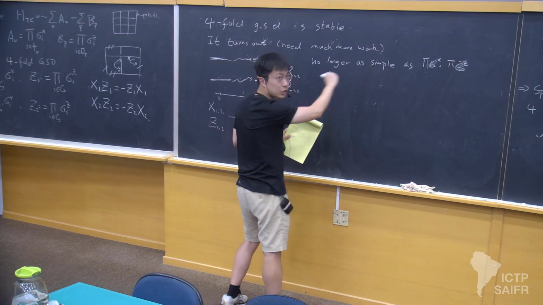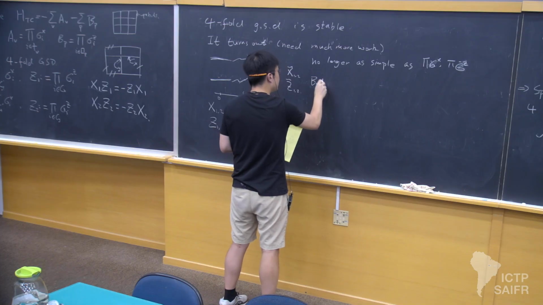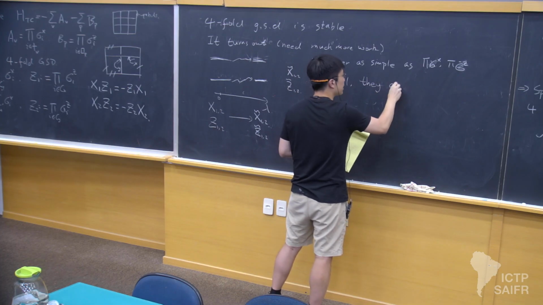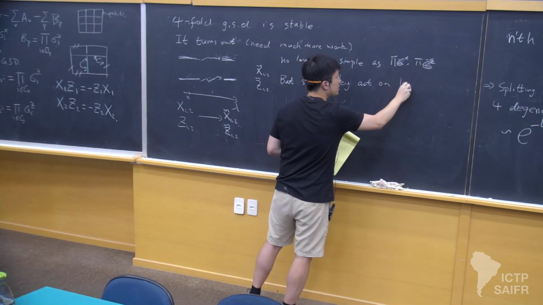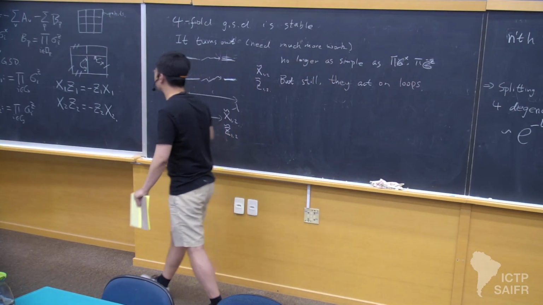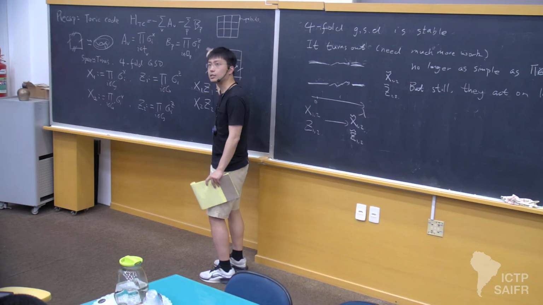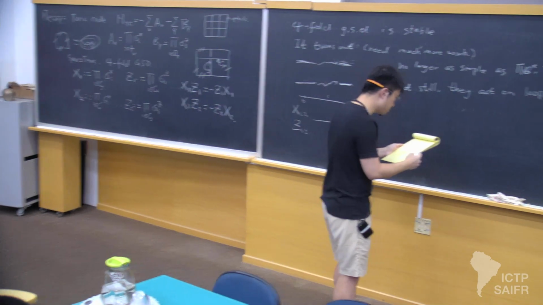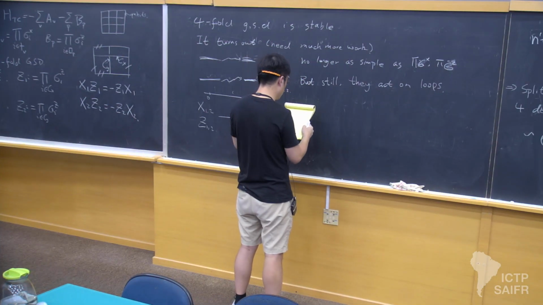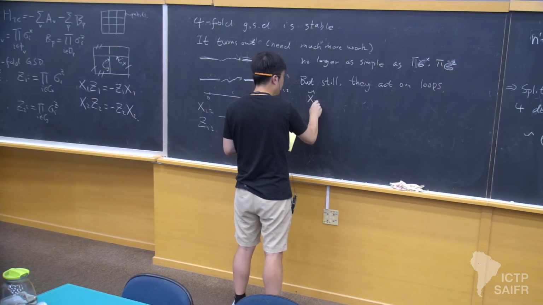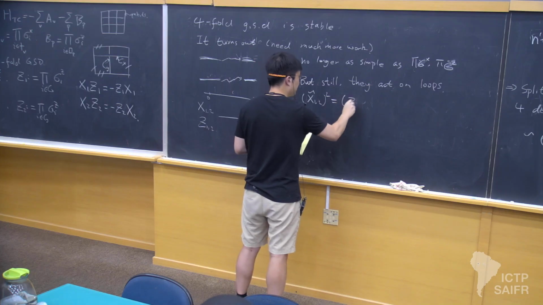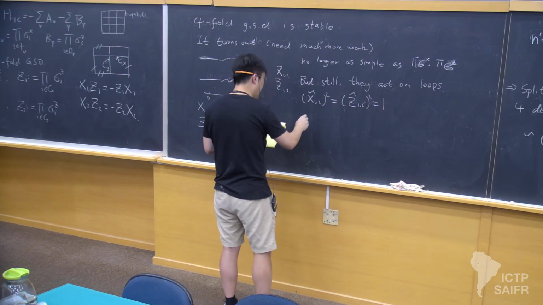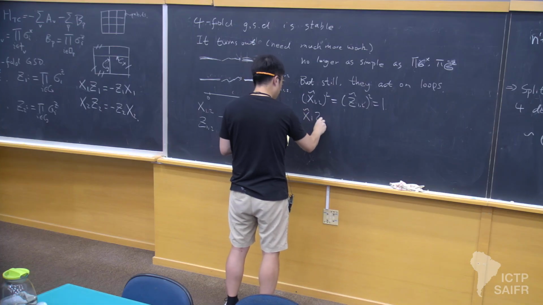They no longer look simple, but still they act on loops, in particular these non-contractible CX, CY loops. They are still Z2, and they still satisfy the Pauli algebra.